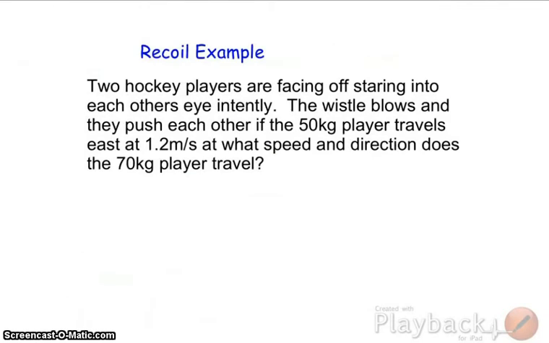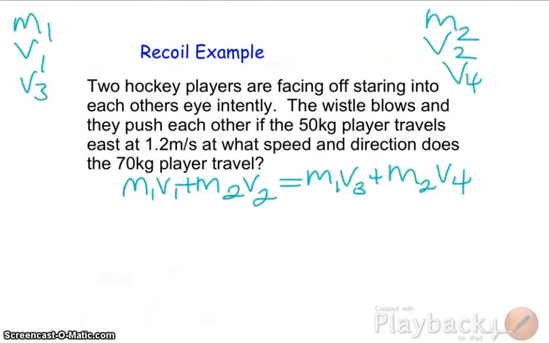Alright, let's look at the same problem, only recoil this time. Alright, so we have the same initial equation, M1V1 plus M2V2 equals M1V3 plus M2V4. Okay, and the same 6 variables. Now it's a recoil. And you can see that they start off facing, staring each other in the eyes intently, and then they push off. So basically they're starting with their initial velocities equal to 0. Okay, so both of these are going to equal 0.